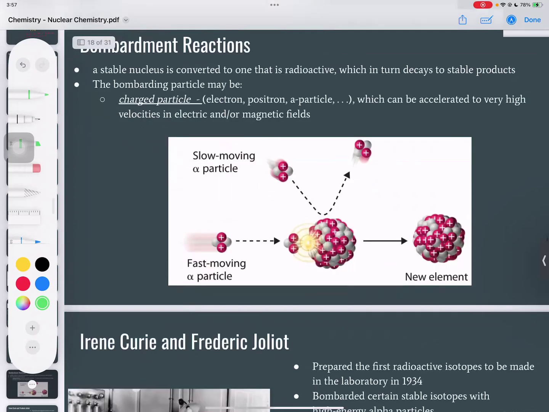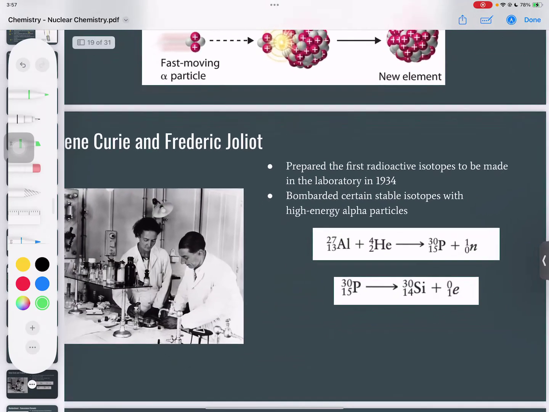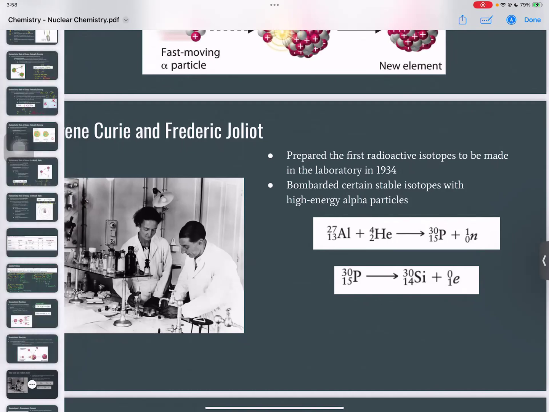So, the first radioactive isotopes to be made in the laboratory were prepared in 1934 by Irene Curie and her husband Frederic Joliot. So they achieved this by bombarding certain stable isotopes with high energy or accelerated alpha particles. One example that they did was they bombarded aluminum-27, which is stable, with helium or the high energy alpha particle. It produced P-30, or phosphorus, and a neutron.